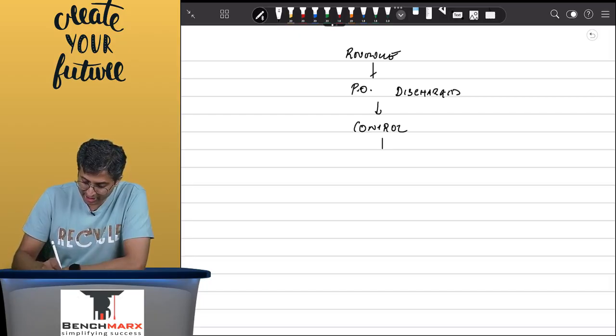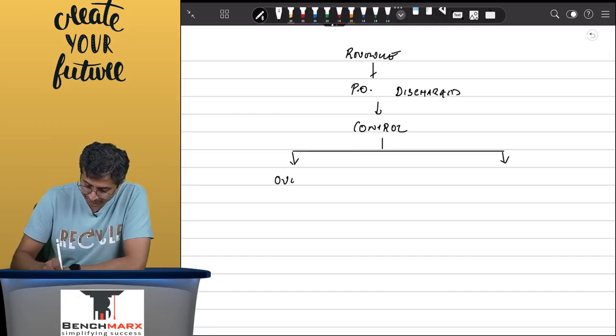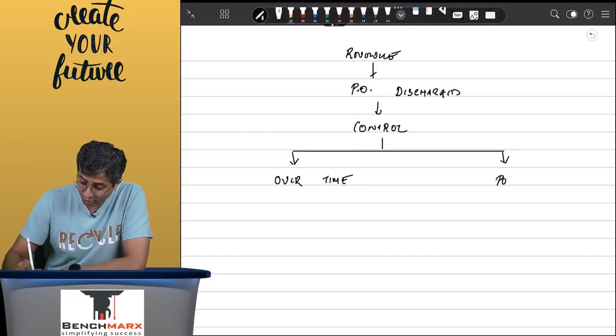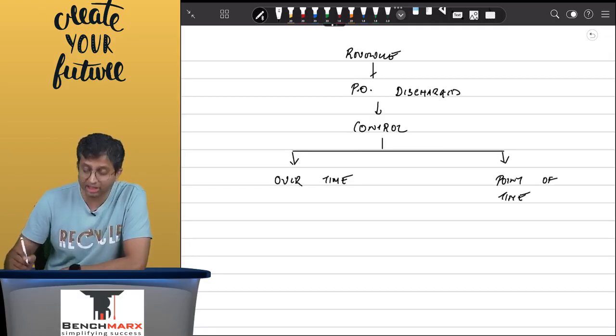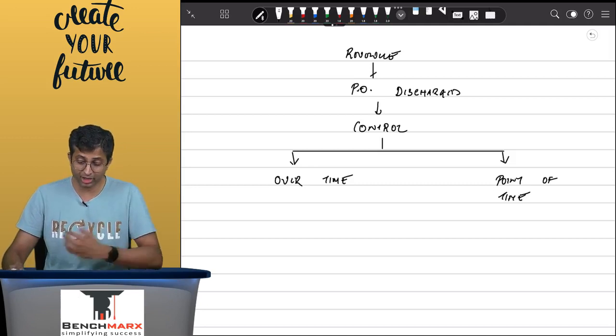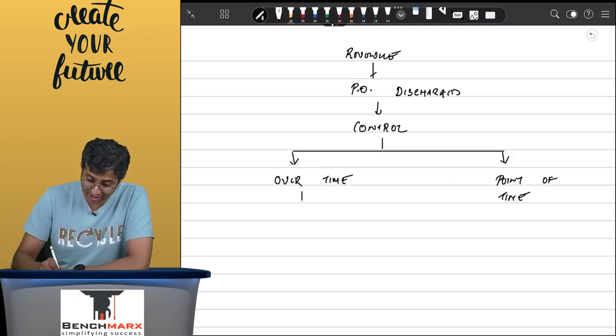So the standard says that the control can be transferred in one of 2 ways. The control can be transferred, let us say, over time, or the control can also be transferred at a point in time. When can we say that the control is transferred over time? The standard over here gives you 3 criteria.